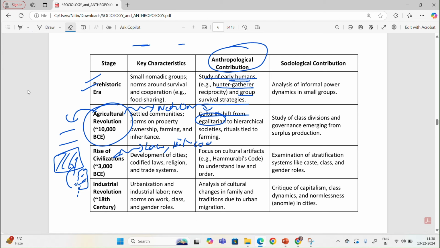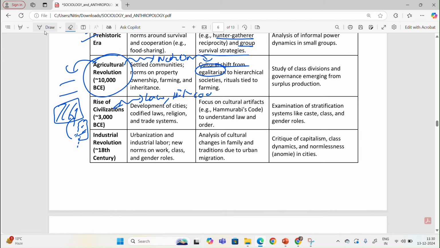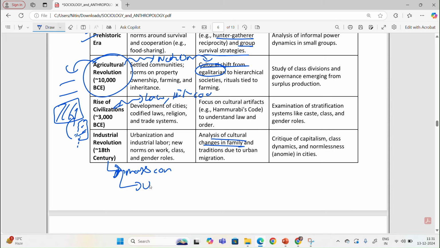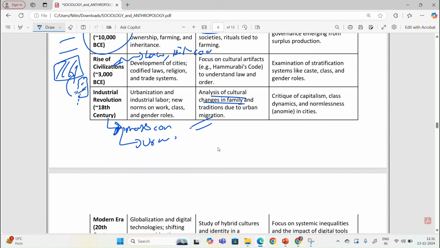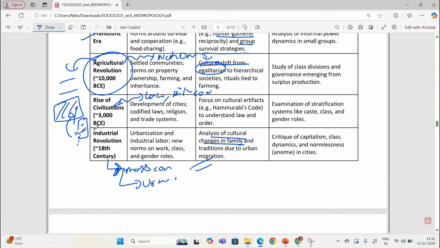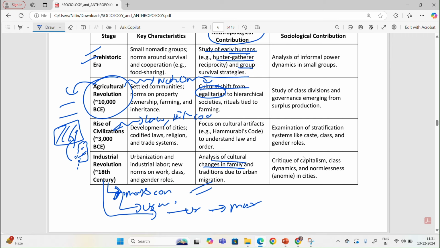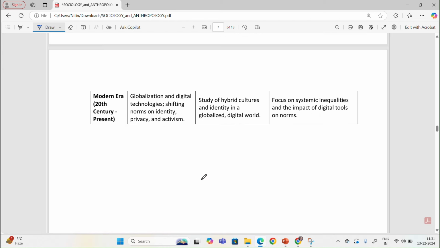And then typically the industrial revolution, and how it affected things. There was the concept of mass production, analysis of cultural changes in family, how urbanization took place. These are all things anthropology looks at, and you can get a passage on how the industrial revolution led to the development of new urban centers, such as Manchester in the United Kingdom. A passage on a critique of capitalism can also come from the industrial revolution.